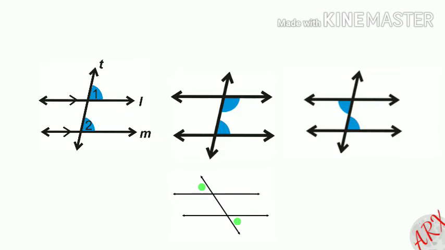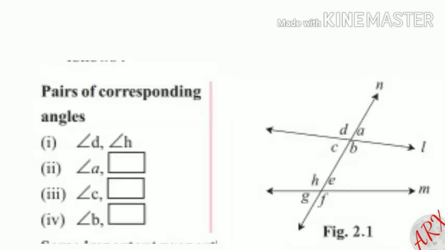So first we will see pairs of corresponding angles. First, angle D and angle H. Second, angle A and angle E. Third, angle C and angle G. Fourth, angle B and angle F.